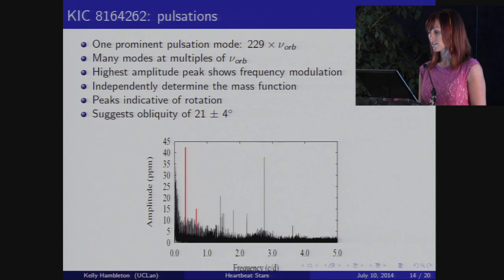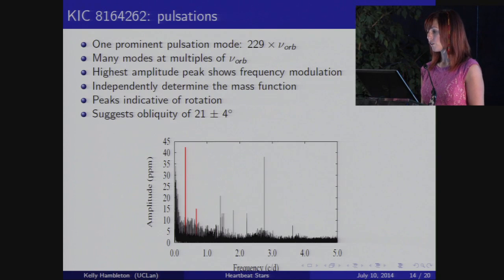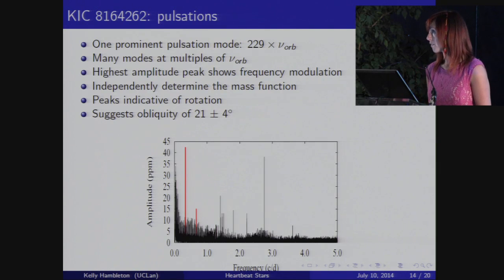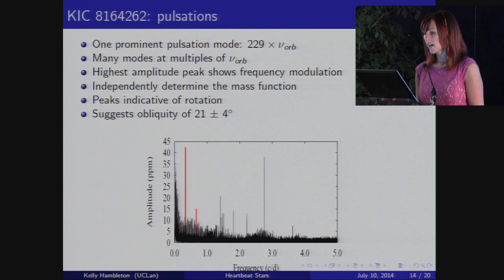So that suggests that this is rotation. And of course, we have the rotation, the v sin i, from the spectra themselves. So now we can compare the v sin i and the rotation of 3 days that we get from these peaks. And we found that they weren't precisely matching. Now, this is suggestive of one of 2 things. Either the star is rotating differentially, or the star is rotating obliquely. And it would have an obliquity of 21 degrees if that was the case.